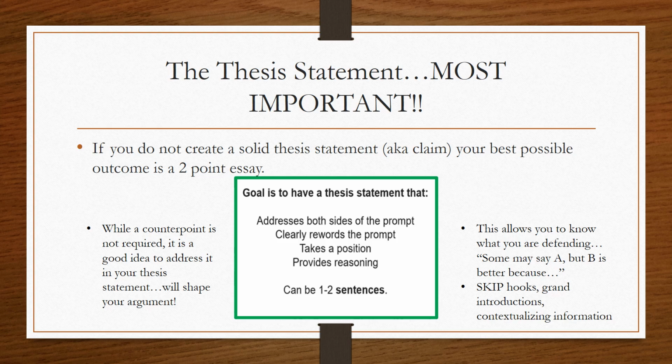You also, from your earlier learning, skip the urge to throw in a hook or some grand introduction or contextualizing information. Nobody cares. This is simply a snapshot of what you have learned in your AP government class. So you need to make sure that you stick to your points, to your claim, and just support it, okay? So don't go with a have you ever wondered or since the beginning of America or anything like that. Just get all of that out of your system, and we're going for straightforward, provide facts, and support it. So your goal in this green box here is to have a thesis statement that addresses both sides of the prompt, clearly rewords the prompt, takes a position, and provides a little bit of reasoning. It can be 1 to 2 sentences. If you need to stretch it out to 3 or 4, that's cool. But again, skip the hooks and the big introductions. We're going straight to the point.